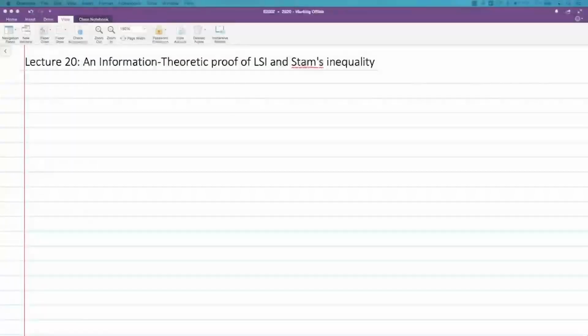In the last lecture, we saw how the log Sobolev inequality is equivalent to this inequality called Stam's inequality. Therefore, by showing the log Sobolev inequality, which we have already done in the past, we have also obtained a proof for Stam's inequality. Now, what we will do in this lecture is present a different proof of Stam's inequality, and in turn, that will imply the Gaussian log Sobolev inequality. In fact, these two are exactly equivalent.